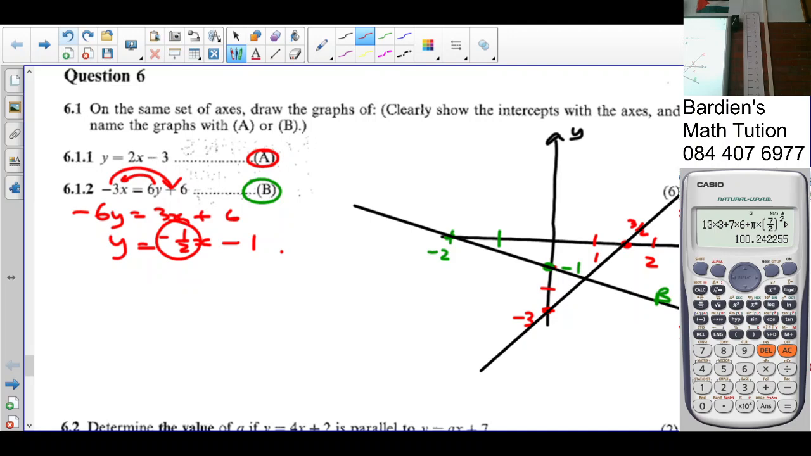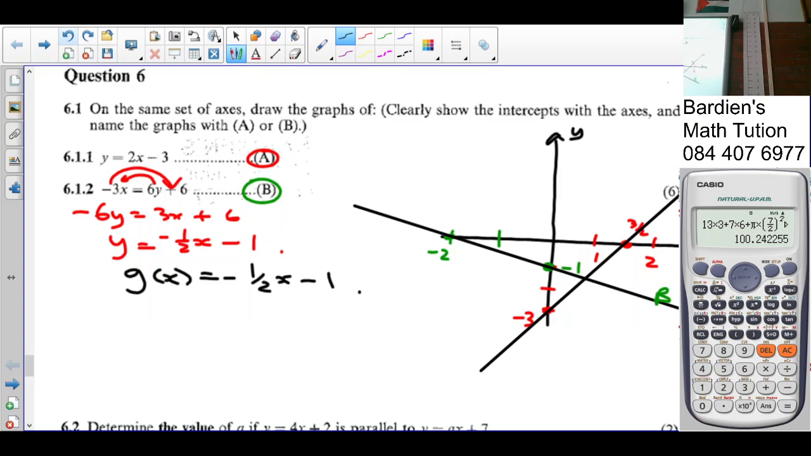Makes sense? What is your y-intercept here? Minus 3. What's your y-intercept here? Minus 1. You see that, people? So the number in front of x is your gradient, and your constant is your y-intercept. If they wanted to name this g, this here would have been g of x equals negative a half x minus 1.